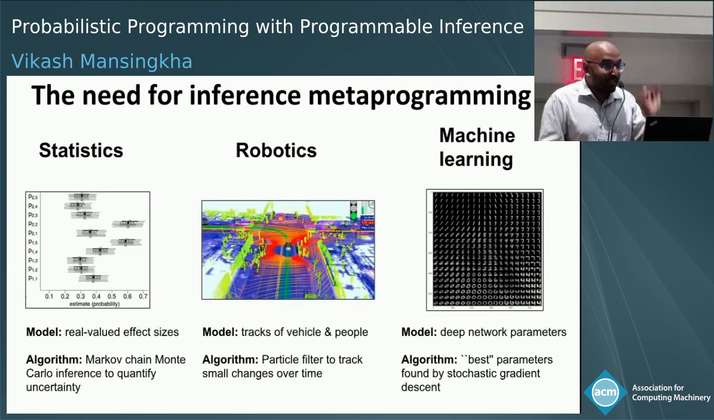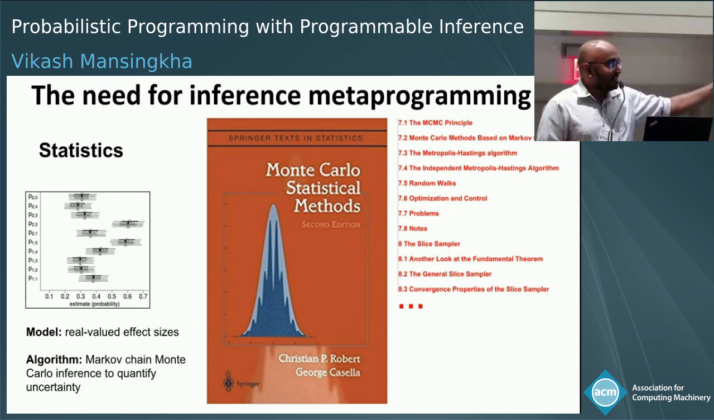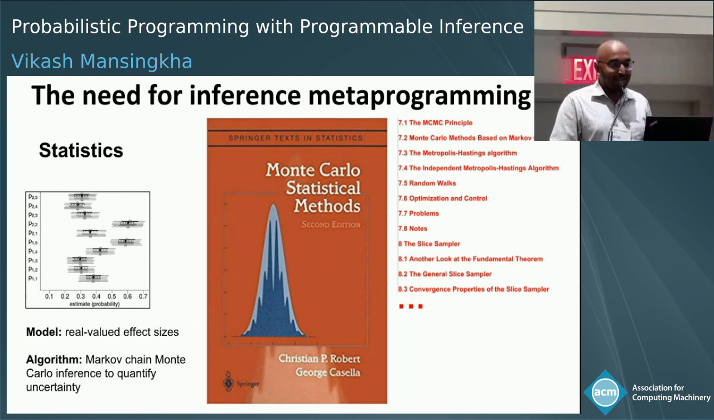So let's get a little more texture on that. Again, we've seen many different areas which have different models and different inference algorithms, but even if we just look at statistics, you might say, well, what if we restrict the domain to just statistics? Maybe then we can implement this proposal for automatic inference. Well, just in Monte Carlo methods, there are many textbooks on Monte Carlo techniques with many variations, and the key characteristic of all of them is that for different parts of one problem, you might use very different methods.